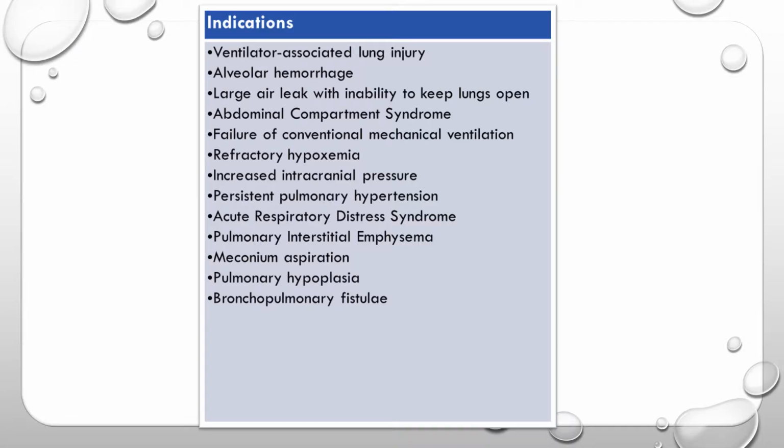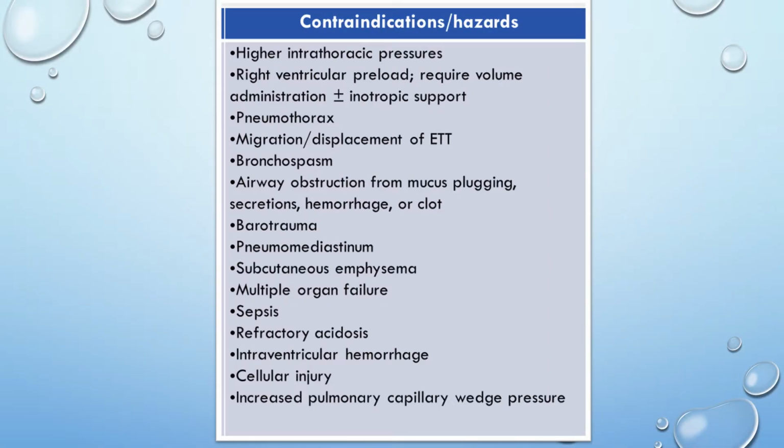Some indications include the following: ventilator-associated lung injury, alveolar hemorrhage, ARDS, refractory hypoxemia, persistent pulmonary hypertension, meconium aspiration, failure of conventional mechanical ventilation. Some contraindications include the following: higher thoracic pressures, right ventricular preload, pneumothorax, bronchospasm, barotrauma, intraventricular hemorrhage.